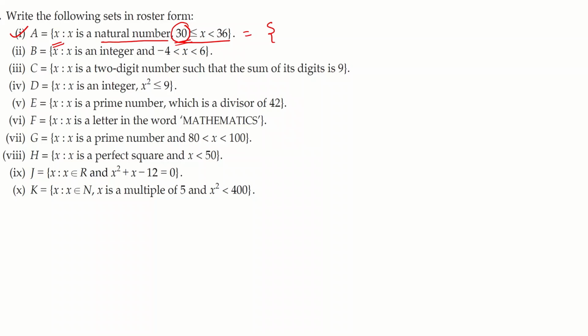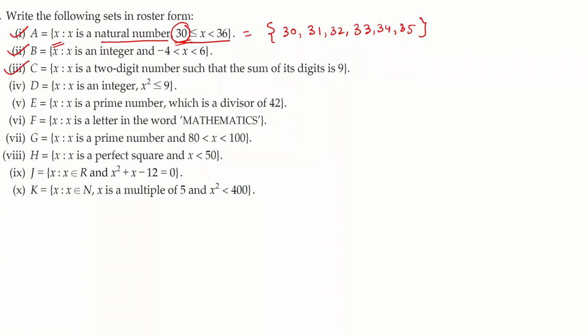You know these two signs, less than and less than or equal to. Less than or equal to includes the number, strictly less than doesn't include the number. So our set will look something like this: 30, 31, 32, 33, 34, and 35. So that's it. Question number two, I'll leave it to you as an exercise. We'll take up question number three now.